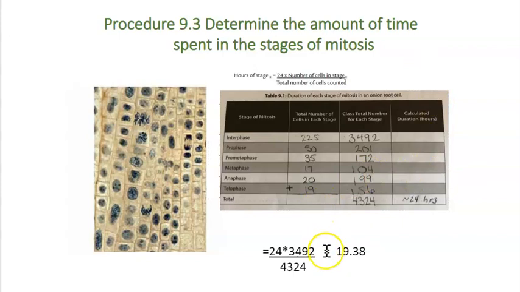So for example, if we want to know how much time cells are spending going through interphase, what we would do is take 3,492, because that's what was counted by you and your classmates, multiply that by 24, and divide that by the total number of cells counted. So this 4,324 represents these numbers all summed together. What that comes out to be is about 19 hours, 19.38 hours. When you do this for each of the phases, they should come up to approximately 24 hours.